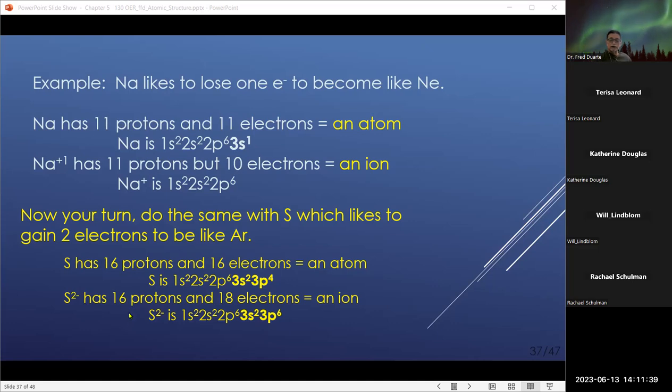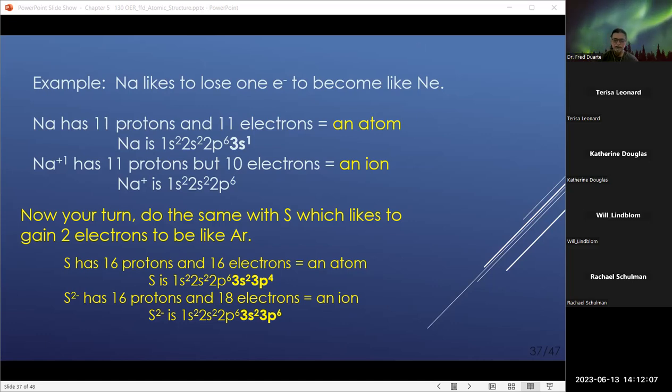So now sulfur has picked up, it still has 16 protons, but now has 18 electrons. So I got 16 positives and 18 negatives. My net now is a -2 because it picked up 2 electrons. And the electron configuration now is full. There are 8 electrons around the sulfur ion.